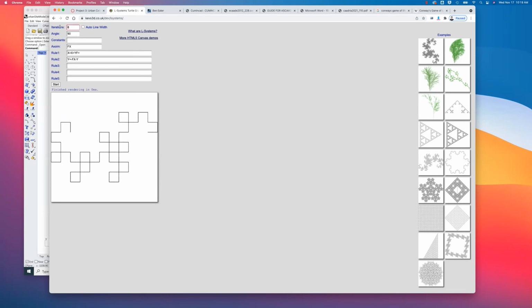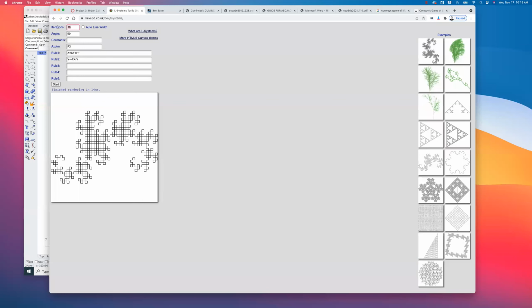So this is 6 iterations. I'll now go to 10. I'll now go to 30. You can see by 30, it takes a little longer to generate. And a string too large. Oh gosh, okay. Maybe 30 was too large for this little web app that's running in my browser. I'll set it to 20. It's still rendering it out.